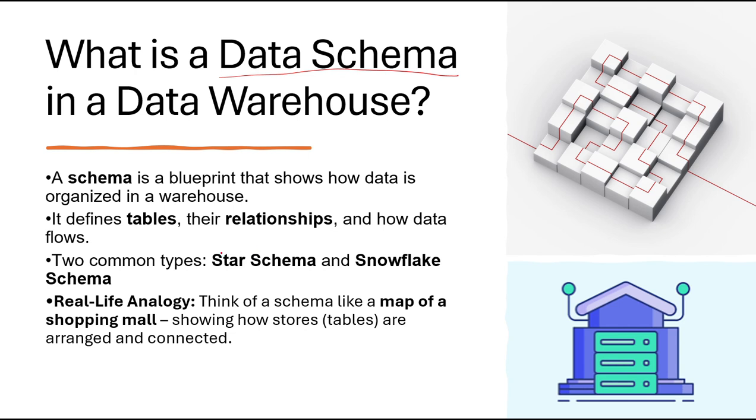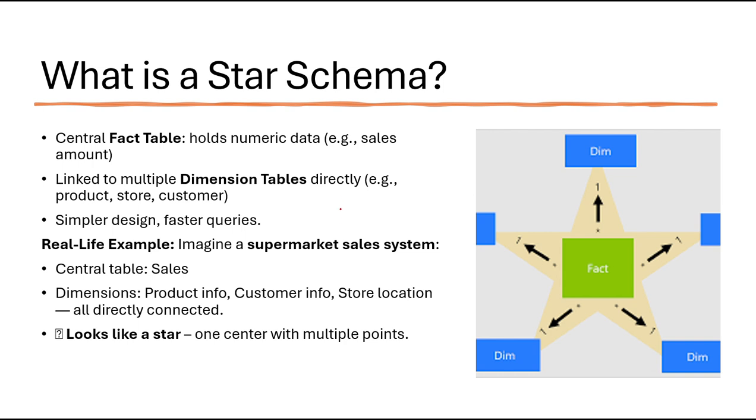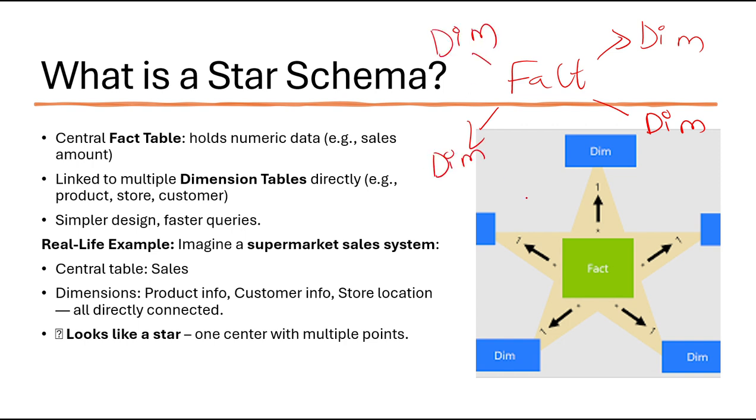There are two types of schemas. One is the star schema and the other one is the snowflake schema. We will see these two schemas in depth. So what is a star schema? The star schema is very simple. A fact is surrounded by dimensions in star format. That is what is called a star schema. As you can see, a fact is surrounded with multiple dimensions in a star shape.